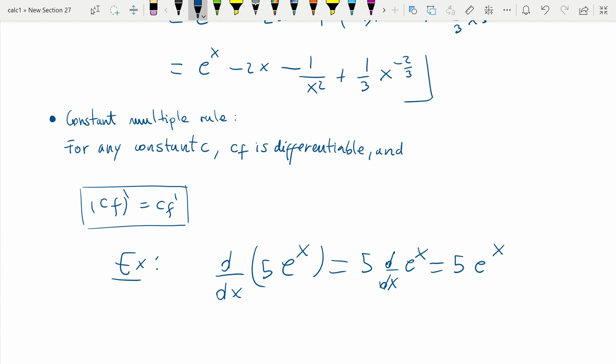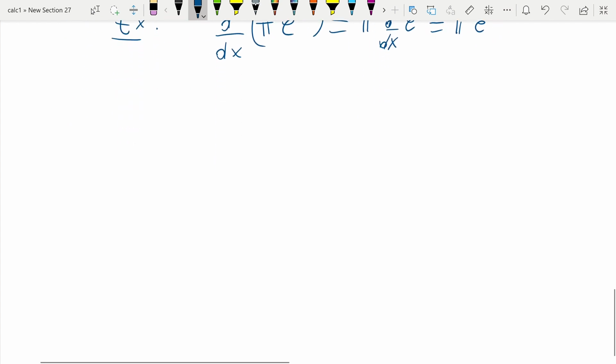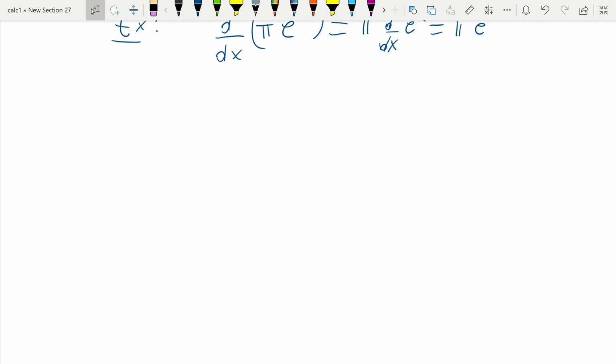Because 5 is a constant, and we may replace this by any other number. Pi is a number, so we may apply that as well, right? And that sums up all the rules that we need to know.